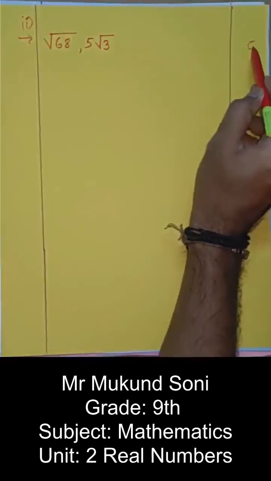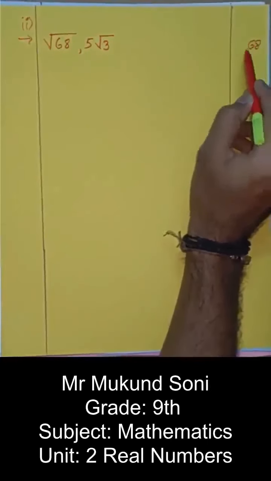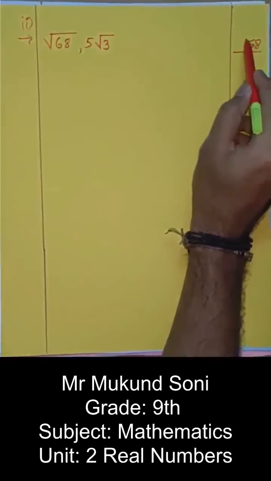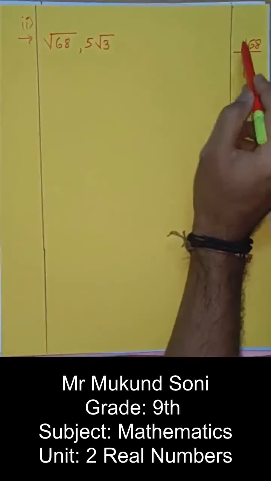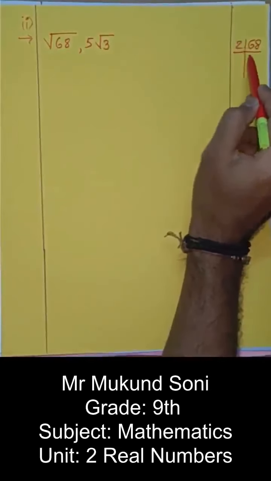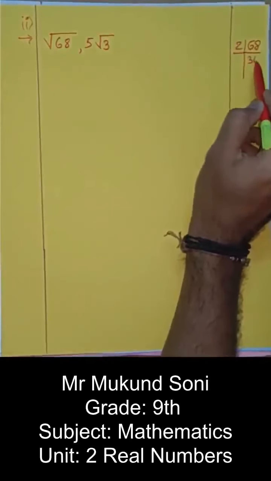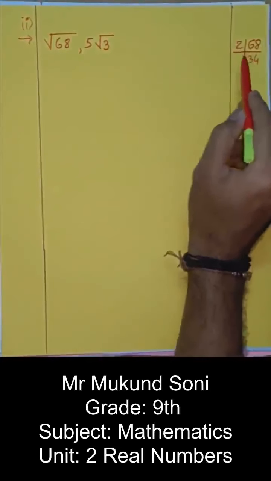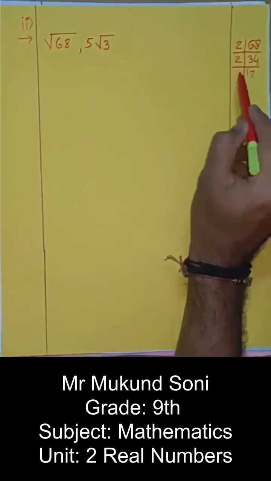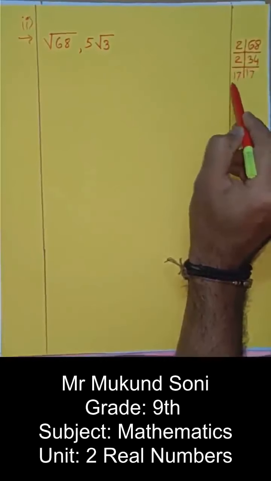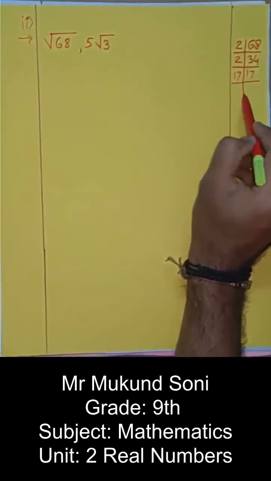So let's begin with factorizing 68. I can start with a 2. You can start with 2 or some other number. It's all up to you. Then again with a 2, it brings 17. But 17 is not factorizable because it's a prime number.